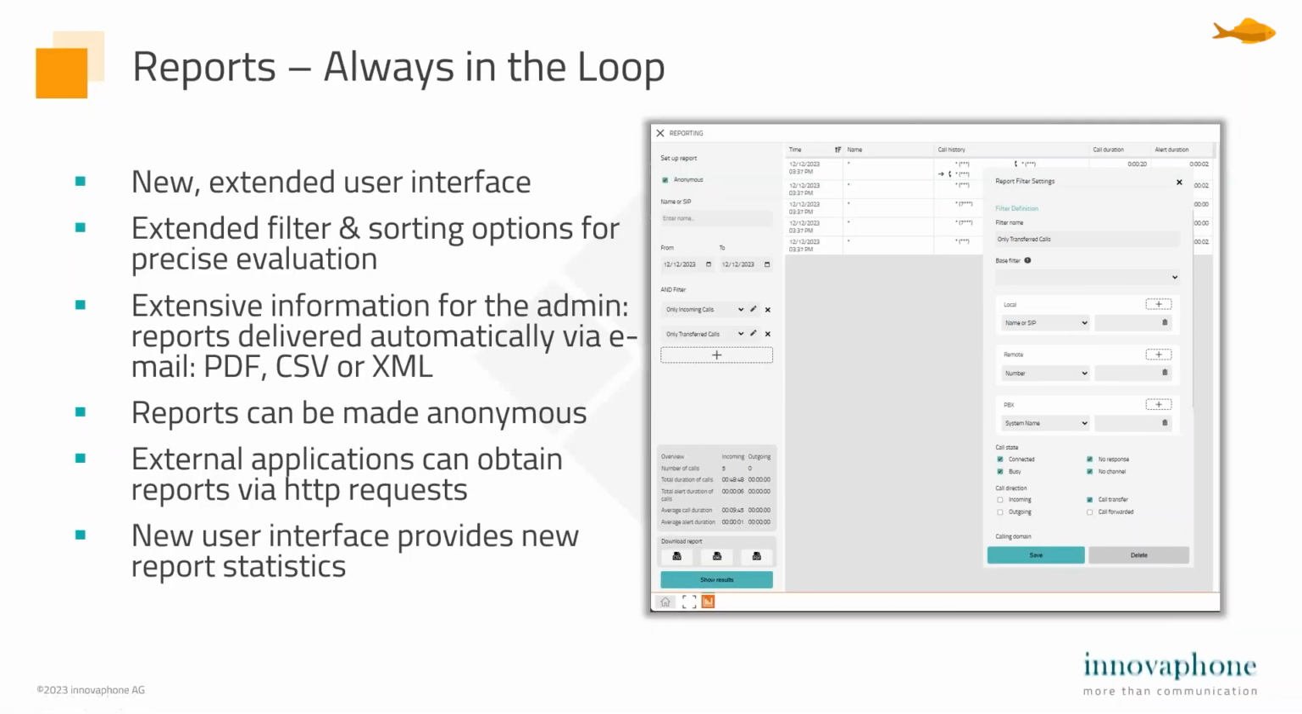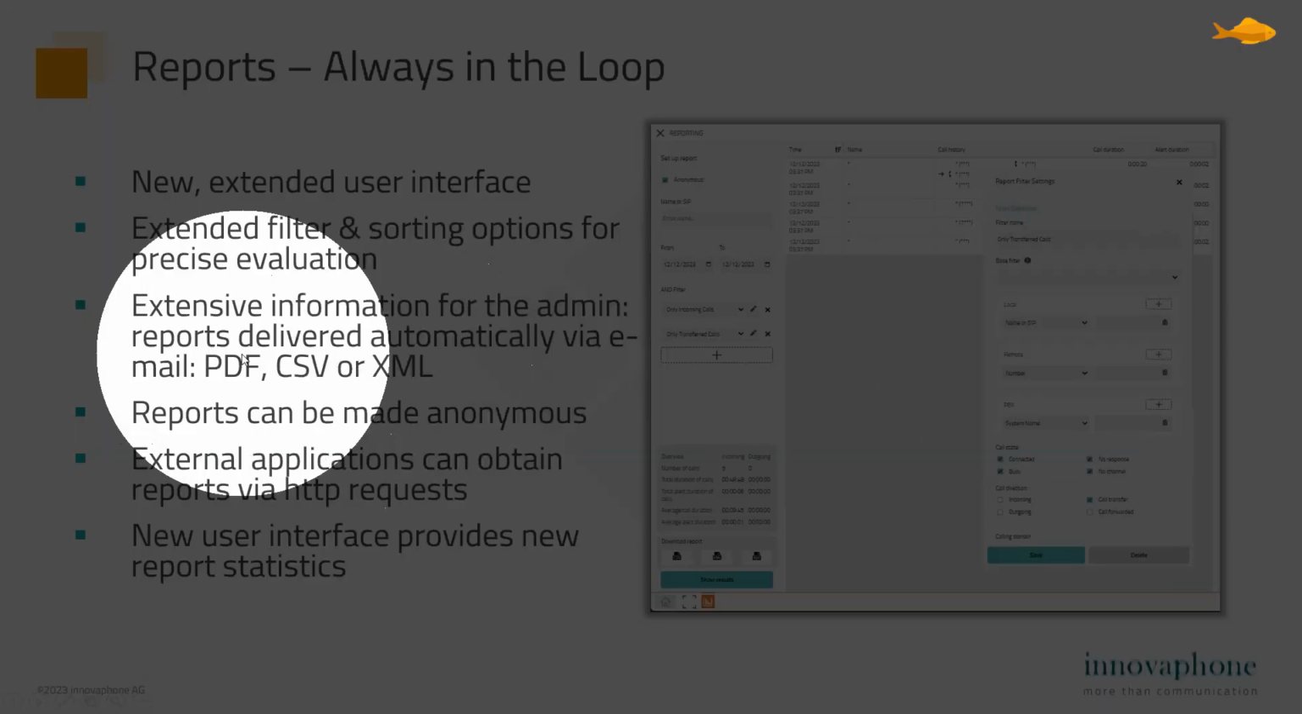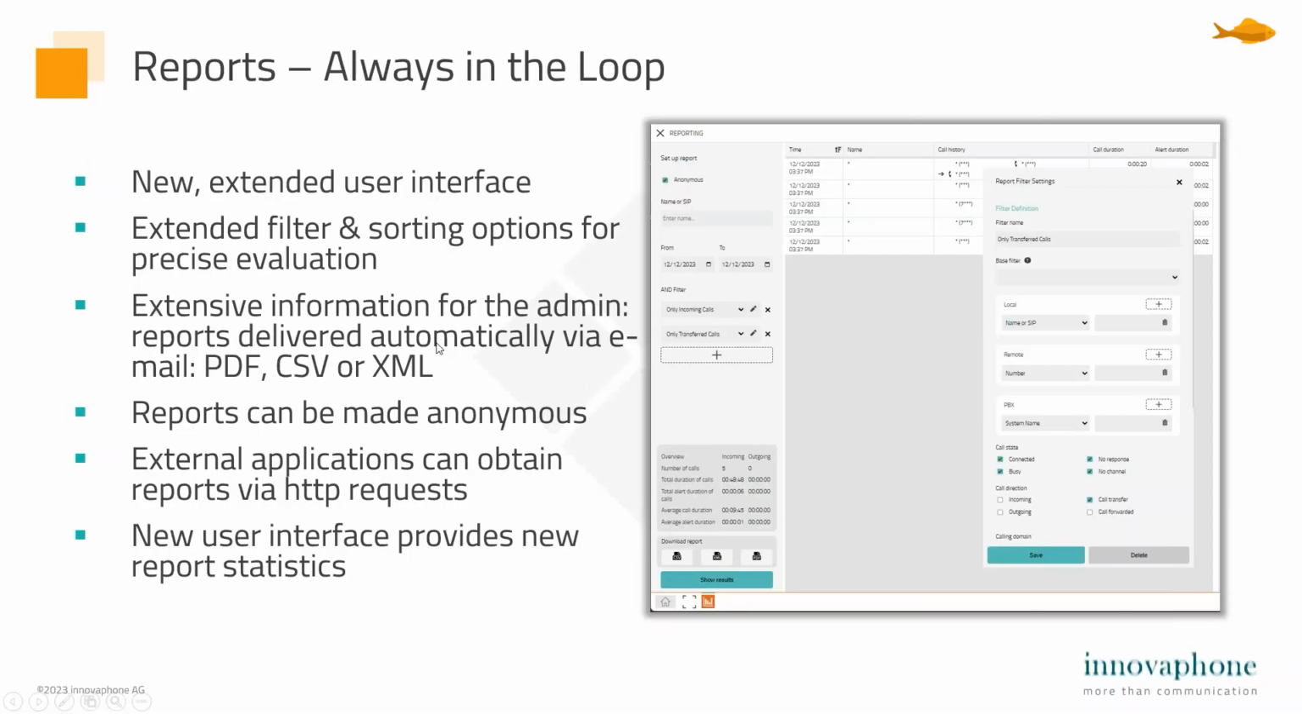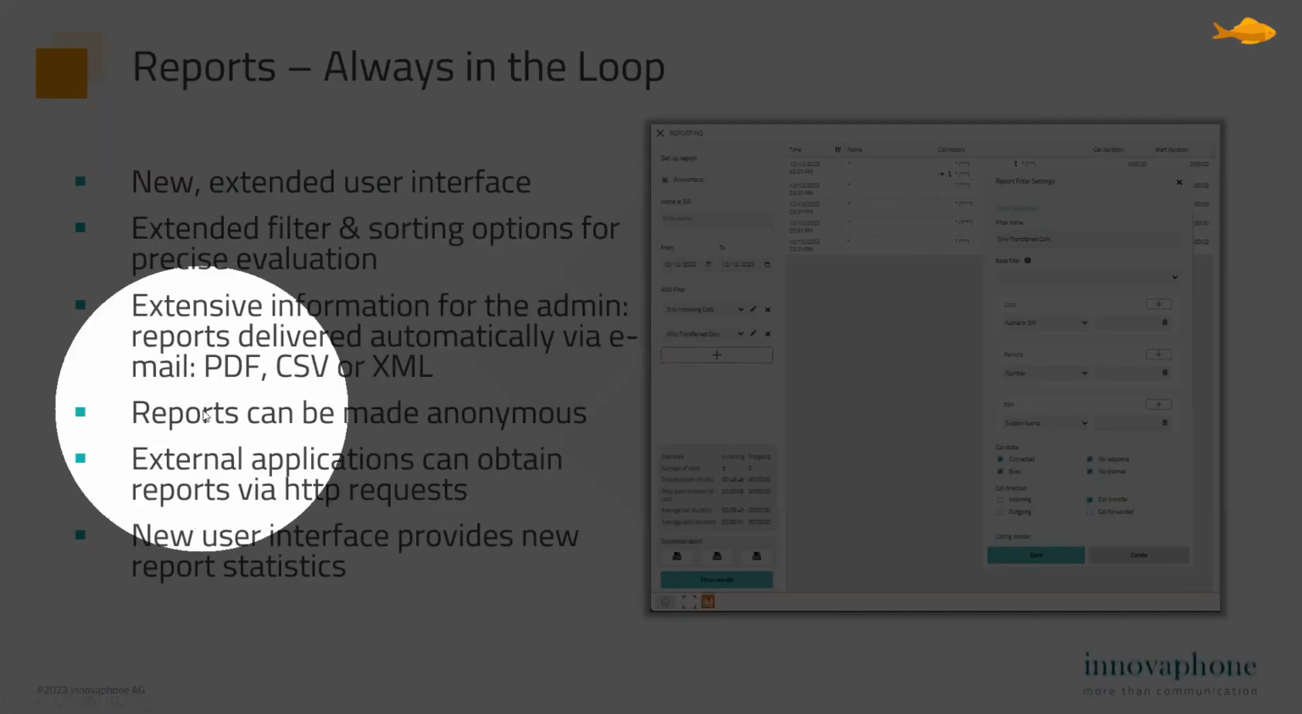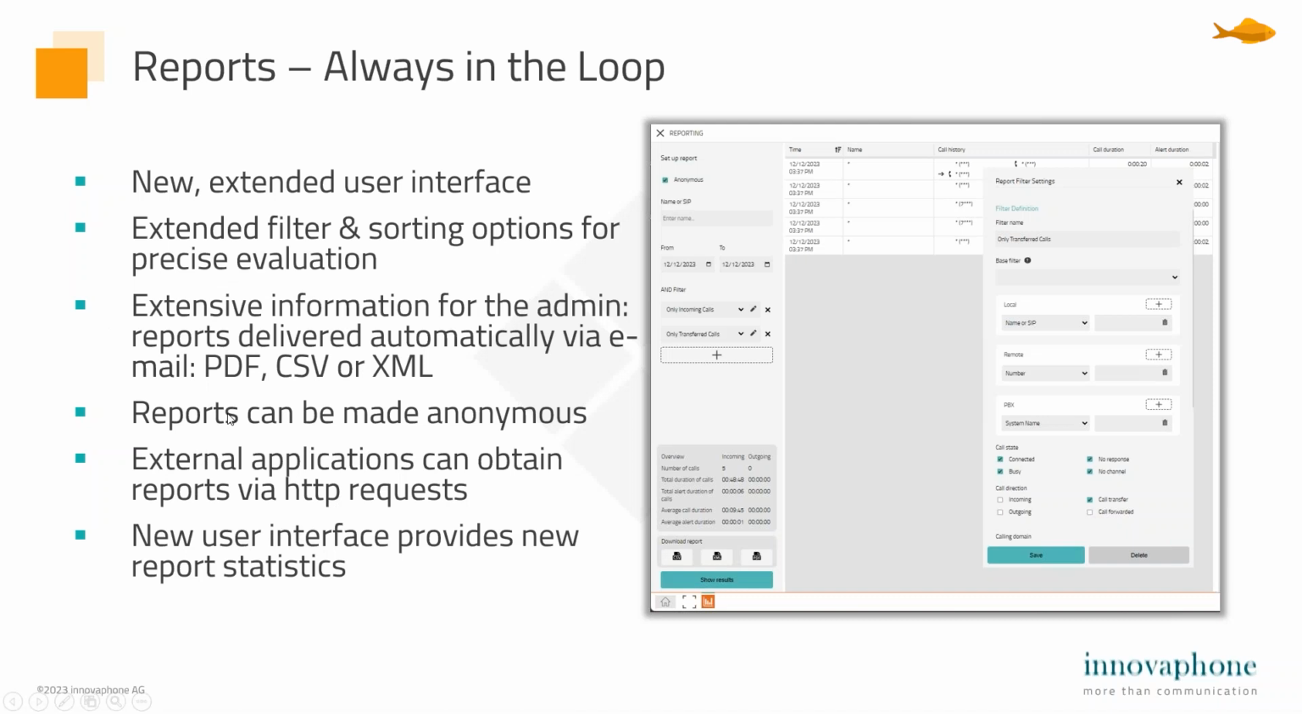That also leads to the possibility that administrators can now automatically receive reports via email in different formats, whether it's PDF, CSV, or XML, doesn't matter. All these reports can now be delivered via email. On top of that, the reports can be made anonymous, which is also quite important in certain use case scenarios and for certain customers of ours that have been actively requesting such a feature.